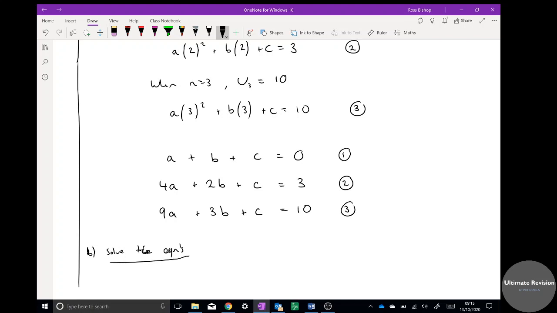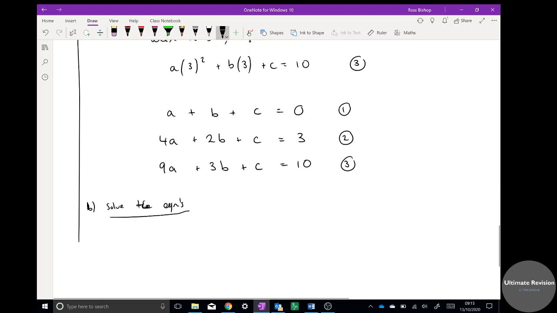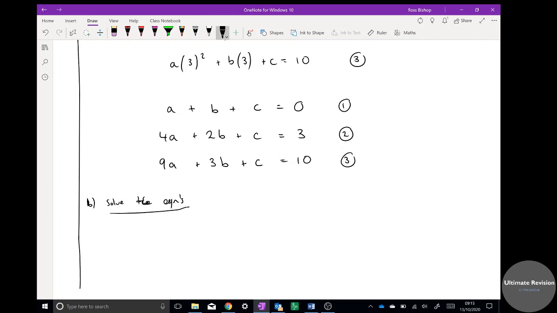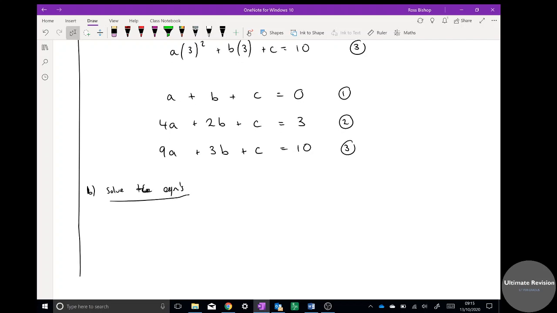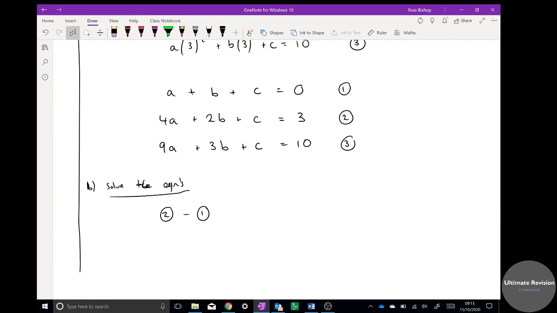Now I can do this like I did for the other question, where I rearrange one to get A equals or B equals or C equals. But I can make it a little bit easier for myself, because I know that 1 and 2 both have a C in common. Because they have a C in common, I can do elimination immediately. So I'm going to do equation 2 minus equation 1. Now, if I do 2 minus 1, I get 3a. 4a minus a is 3a. 2b minus b is b, the c's disappear, and that equals 3.